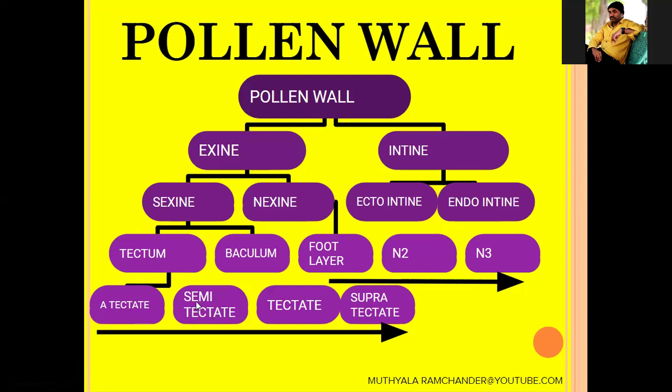Semi-tectate pollen grains. The tectum layer is in the form of a reticulate structure at the outside of baculum, called semi-tectate pollen grains. Tectate pollen grains. The tectum layer is present at the outside of baculum. Supratectate. At the outside of baculum, the tectum layer is in double, called supratectate pollen grains.